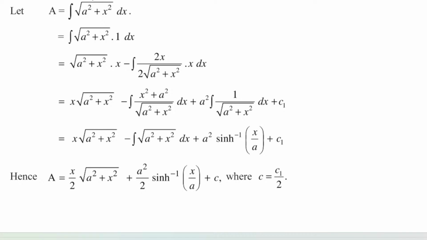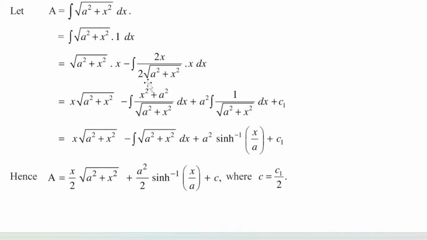A square plus x square, again the same thing we will do. First function, this is by parts, right? Till this part it is very clean, right? x by under root a square plus x square, right? Okay, so again we are doing the same thing. x square we are doing plus a square minus a square, right? Agreed? This part is clear?